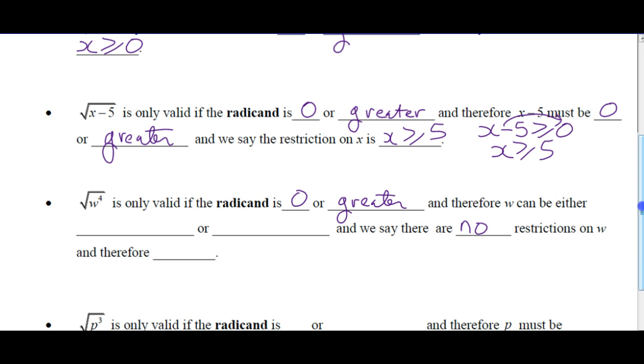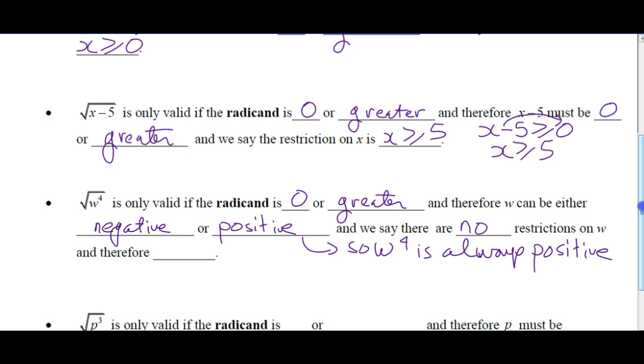W can either be negative or positive. So w to the 4th is always positive, and therefore w belongs to the real numbers, right? You put any real number in there. Why? Well, if it's negative, you're raising it to the 4th power, it's going to become positive, and then it'll be something we can take the square root of.